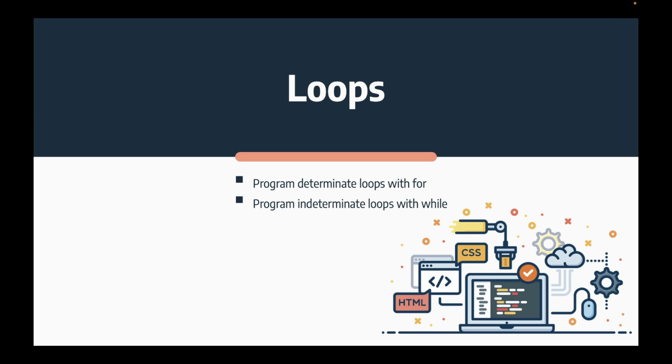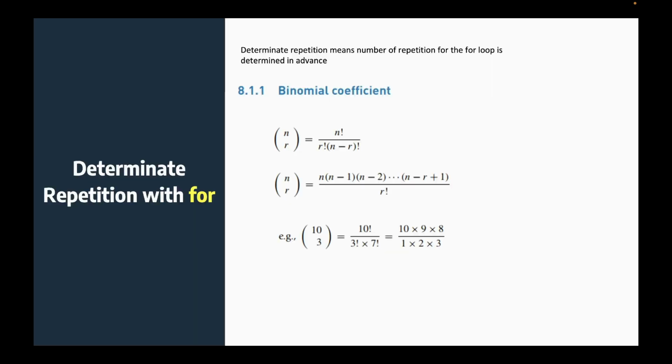What's the difference between determinate and indeterminate loops? Determinate loops are loops we know how many times we're going to loop through, like when we say for i equals 1 to 10, we know we're going to loop 10 times. While sometimes you say for i equals 1 to n, this is an indeterminate loop. You don't know when it's going to end. That's the main difference between both.